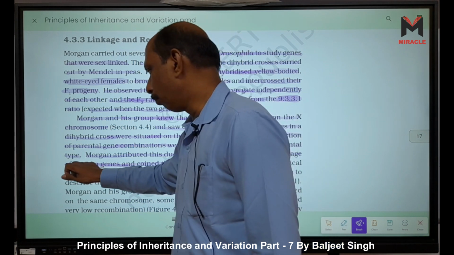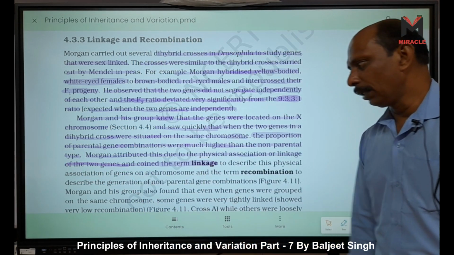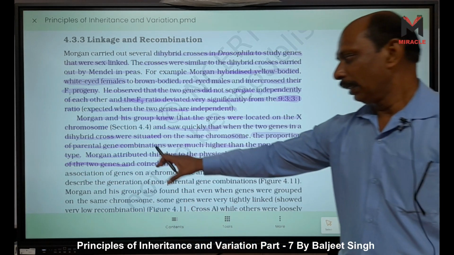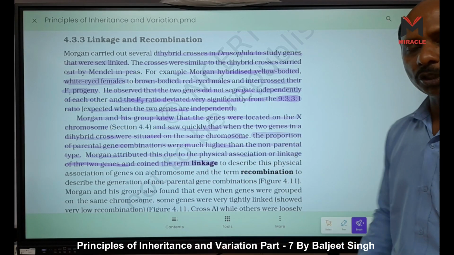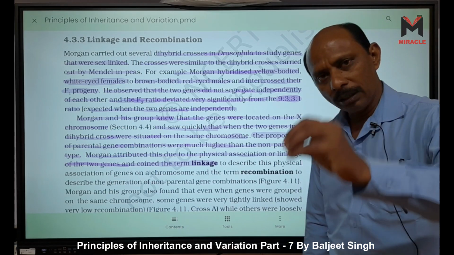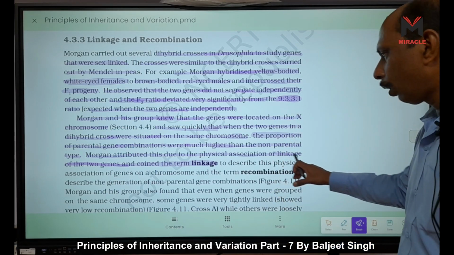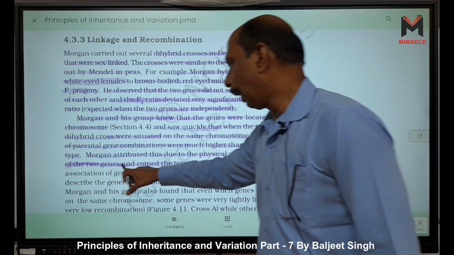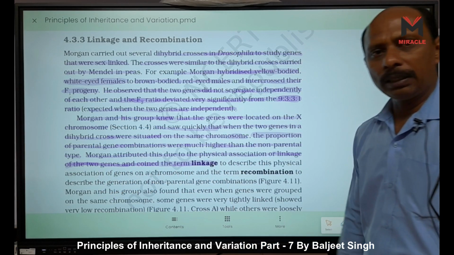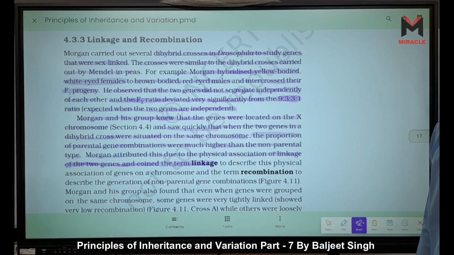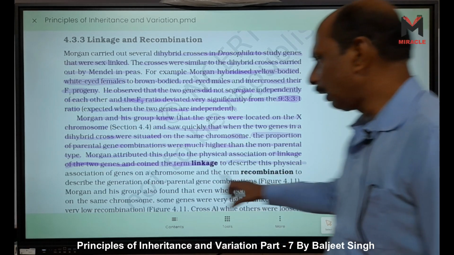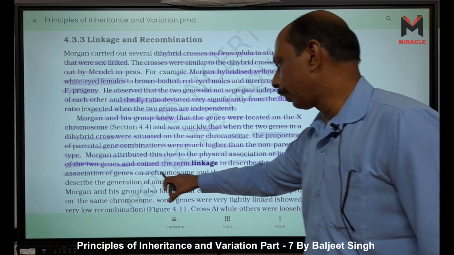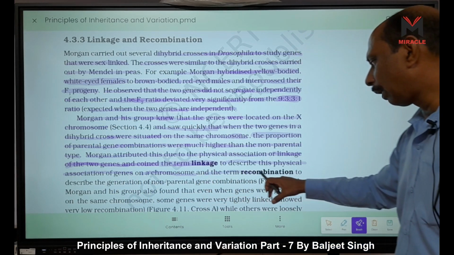Then Morgan coined the term linkage. What he said is that it is due to physical association. Physical association means attachment of genes on a chromosome, or linkage of two genes. Link means joining, meeting, right? He coined the term linkage to describe this physical association of genes on a chromosome, and the term recombination.